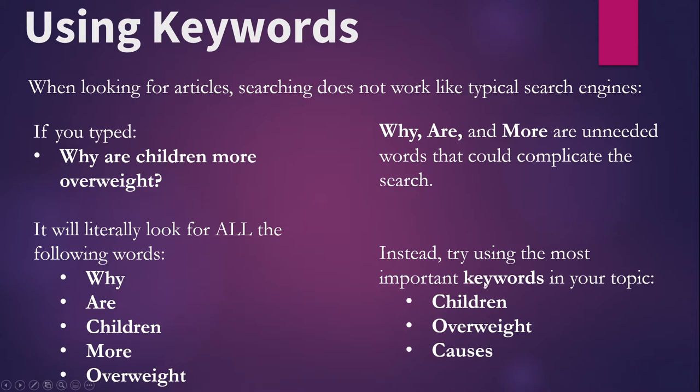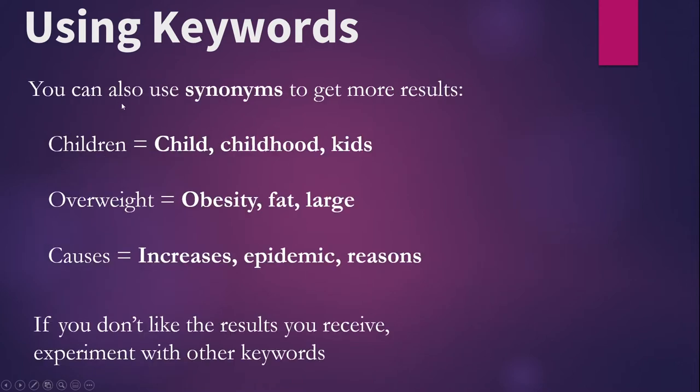Instead, try using only the most important keywords in your topic, such as children and overweight. We may need to add a verb, so causes would work. You can also use synonyms to get better results. For example, for children, we could say child, childhood, or kids. For overweight, we could try obesity, fat, large. For causes, we could also try increases, epidemic, reasons, and these are just a few examples. If you don't like the results you receive, you can experiment with other keywords to get the results you like.